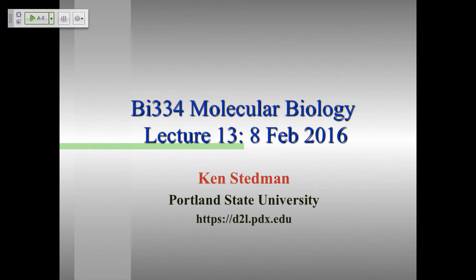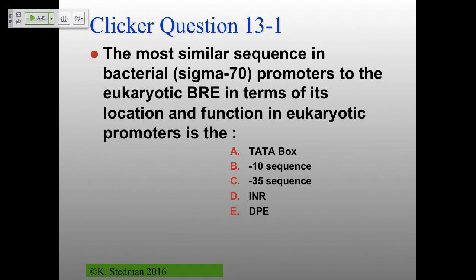So today we're going to talk about mostly RNA processing, but beforehand we need to review, and review of course means clicker questions, what we talked about last time. So the most similar sequence in bacterial sigma 70 promoters, we'll get back to that in a second, to the eukaryotic BRE in terms of its location and function in eukaryotic promoters. So we're looking for the similar sequence in bacterial promoters: is it the Tata box, -10 sequence, -35 sequence, INR, or DPE?